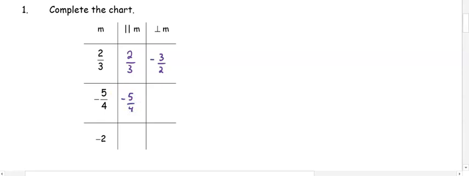Our perpendicular slope then, since the given slope was negative, is positive, and then we do the reciprocal of our fraction, so we have 4/5. In the last one, our slope is -2, so our parallel slope is also -2, and our perpendicular slope then is 1/2.